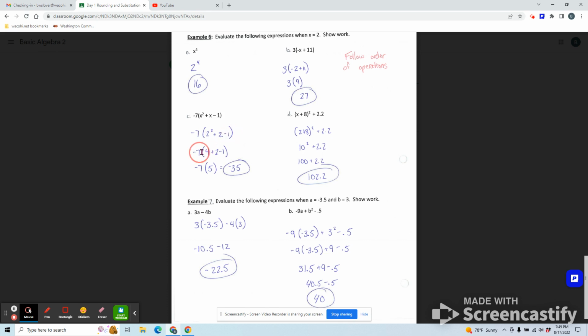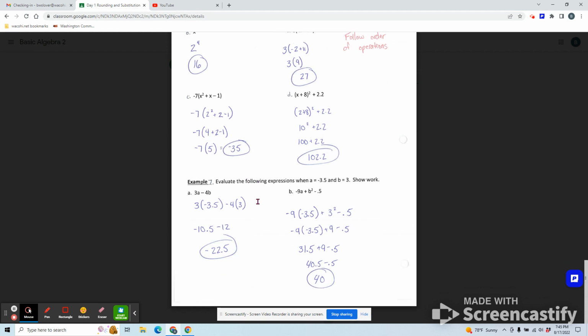So this right here, all I did was plug in what X was. Now this step, all I'm doing is following the order of operations. So I have to do exponents first. 2 squared gave me the 4. And then 4 plus 2 minus 1 gave me 5. And I did negative 7 times 5 to get negative 35. So if it says evaluate the following, it tells you what A, B, X, C is. Substitute that value into your expression and follow the order of operations.